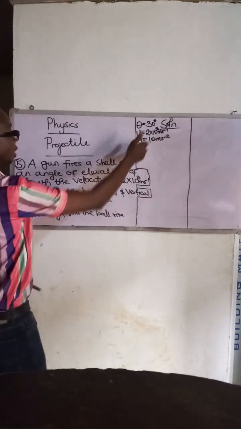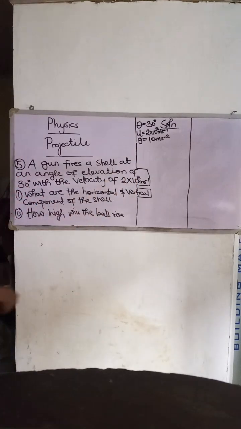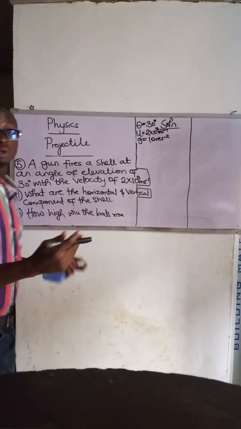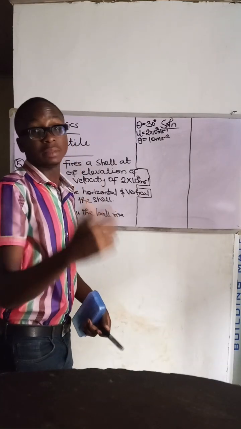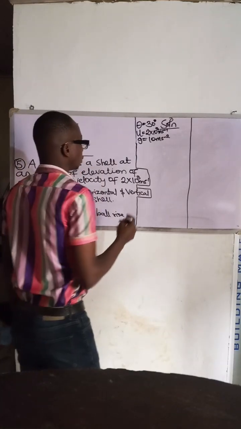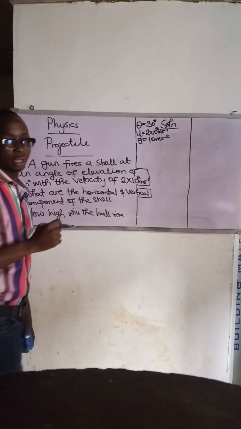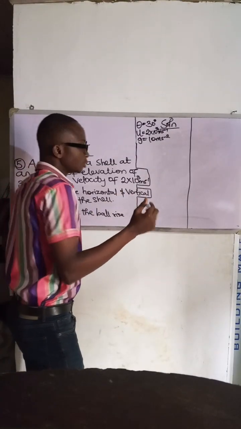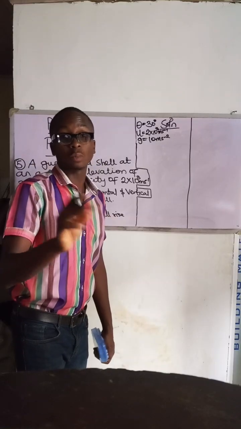Now, these are the parameters we are given: 30 degrees and the velocity of 2 times 10 raised to the power of 3 meters per second. It also tells us that acceleration due to gravity is a constant value, 10 meters per second squared. Now let's solve. We are asked to calculate the horizontal and vertical components. If you watch my video about the horizontal and vertical components, you will see the formulas.